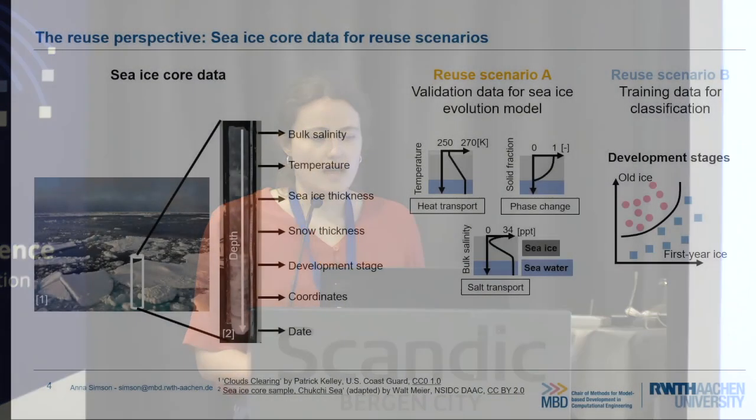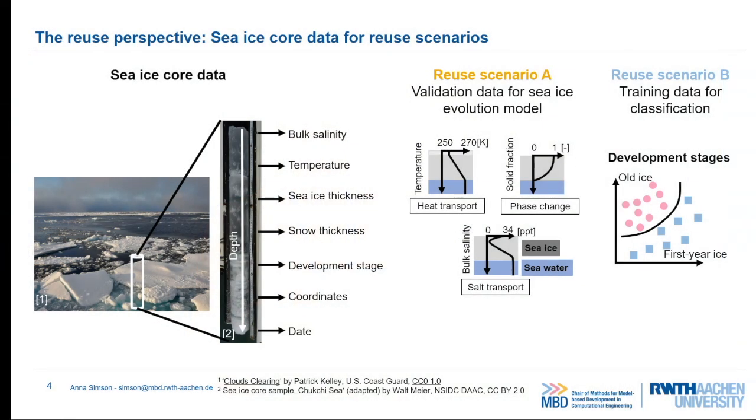So I started to get a broad overview on what kind of sea ice core data is available, and some of it is listed here, next to a picture of a sea ice core. It is, for example, the salinity or the temperature and the sea ice thickness. And then I thought about reuse scenarios for my sea ice model. One reuse scenario could be, for example, the validation of this multi-phase, multi-physics process model. And for that, I would need data from different locations, for example, the Beaufort Sea or the Weddell Sea.